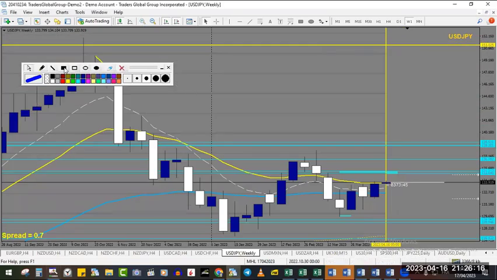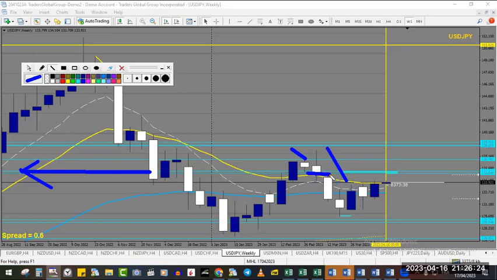So this level of resistance, remember from the left right there, is also the bottom of the candle prior to the move down, and the body of the candle made the top. And there is a huge round number here as well. So this is the weekly.